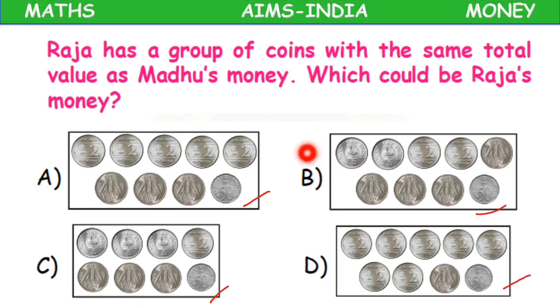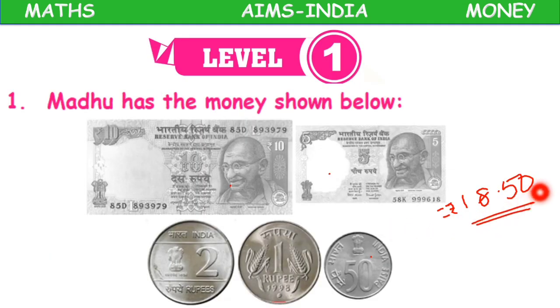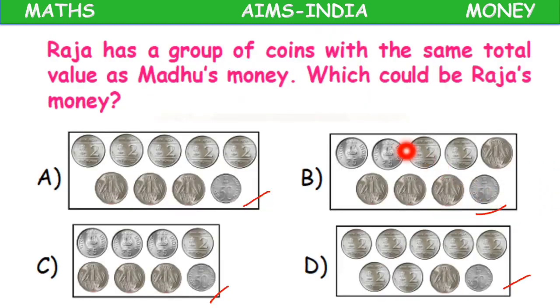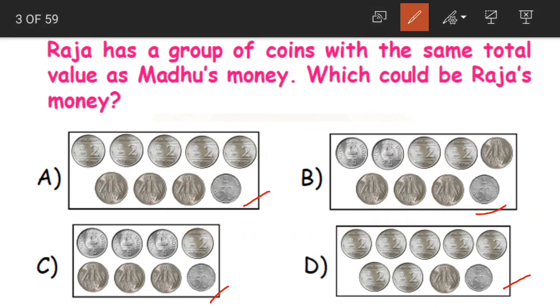And what is the total value? The total value is the same as Madhu's money. That means Raju also has 18 rupees 50 paise with him. So among these four options, which could be Raja's money? That means we have to find out the option whose value is equal to how much, children? 18 rupees 50 paise.